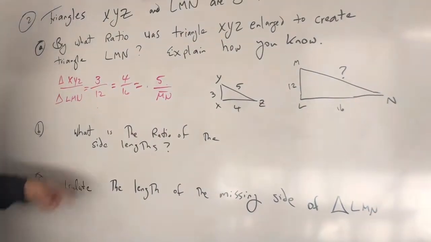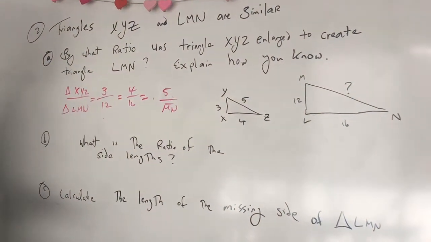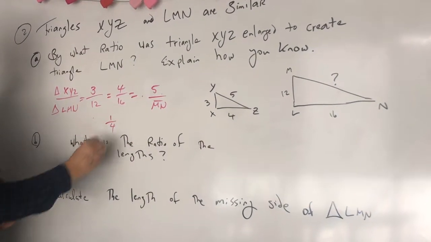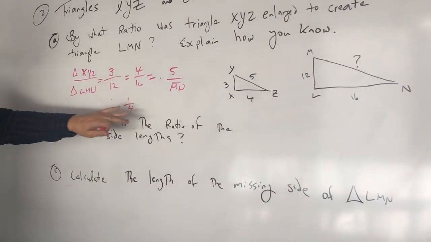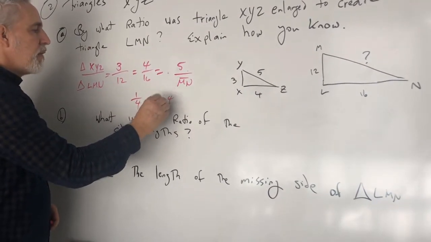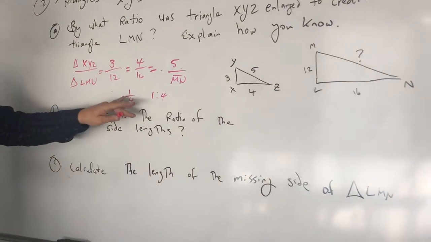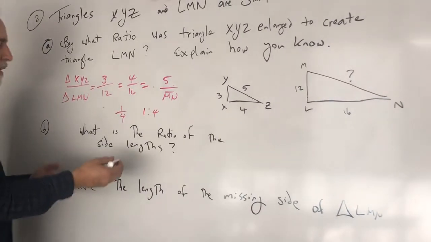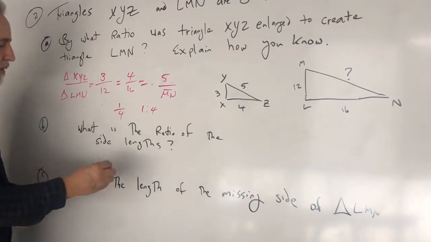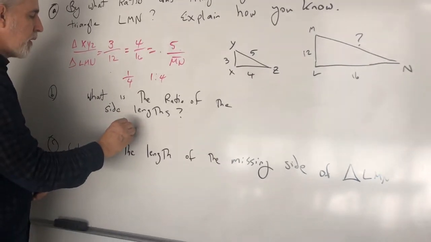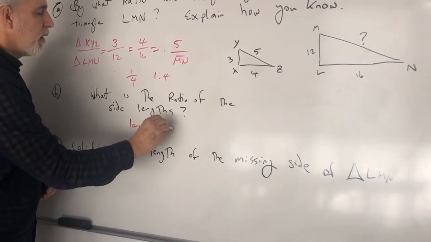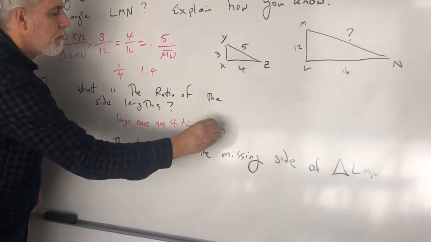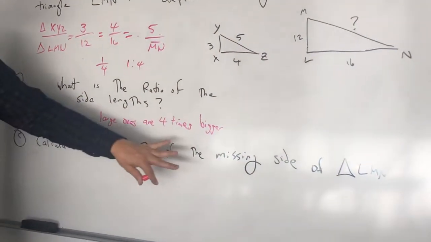That's for this question. But first we're going to realize that, hey, if we reduce these fractions, we're going to get the same thing here as there, and we're basically going to get 1/4. So what that's telling us is that the small triangle is 1/4 the size of the bigger one. In other words, we enlarge this by 4 times. So what is the ratio of the side lengths? Well, that's exactly what it is. They're 4 times as large as the other one. So the large ones are 4 times bigger than the small.